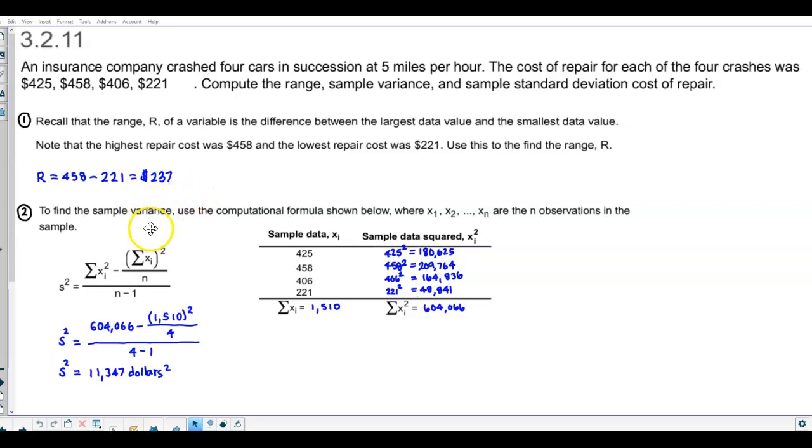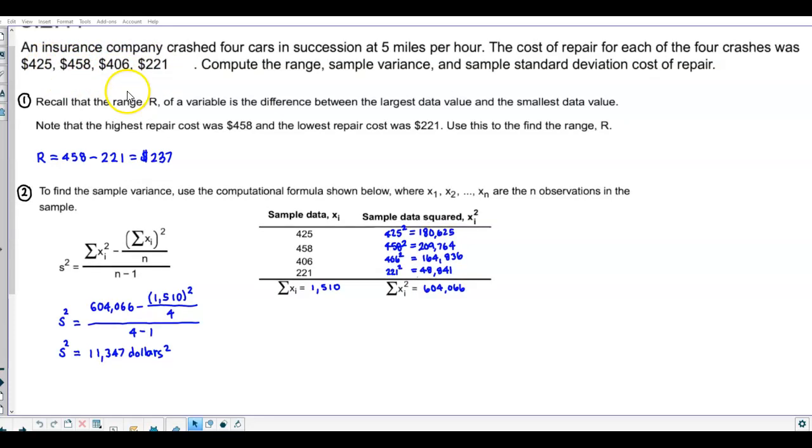Now, to find the sample variance, we're going to use the computational formula shown below, where x1, x2, and xn are the n observations. So these are our 4 observations. Using this formula, we need to figure out the sum of the data values and the sum of the sample data squared. Our data is 425, 458, 406, 221. When we add them all together, the sum is 1,510.